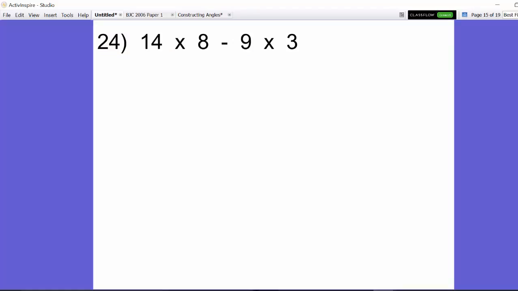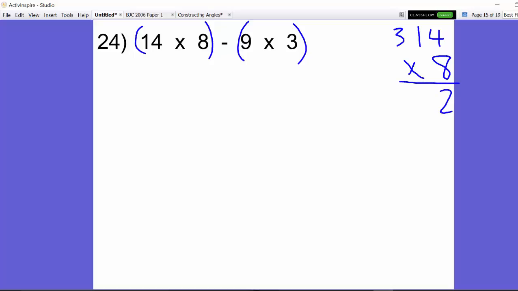Next, we have 14 times 8 minus 9 times 3. We have two multiplications, so we're going to multiply. We can just put them in brackets so we don't get mixed up. So first we're going to do 14 times 8. So I'm going to come over here and do 14 times 8. 8 times 4 is 32. Bring down the 2, carry the 3. 8 times 1 is 8 plus 3 is 11. So 14 times 8 is 112. Minus 9 times 3, which is in your tables, you should know off the top of your head, is 27. So now I have 112 minus 27.